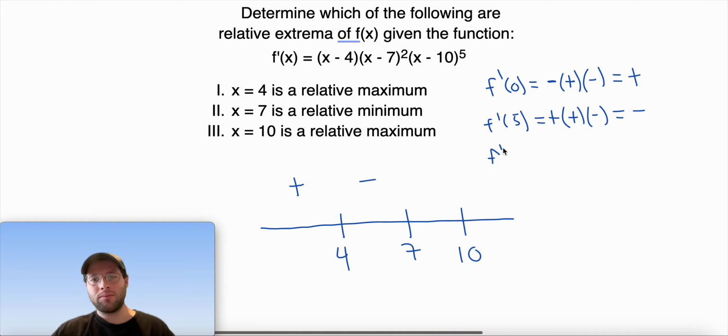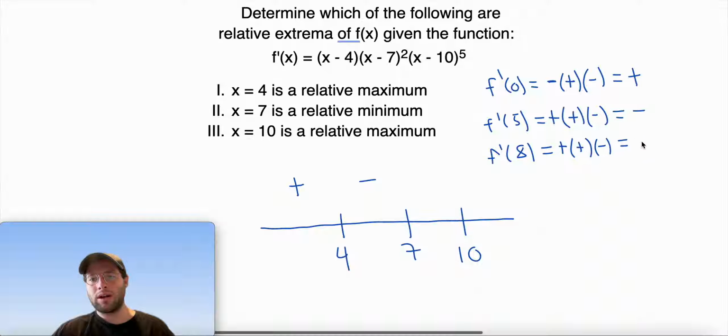So f prime of 8 equals, well, 8 minus 4, that's going to be positive. And again, this middle term will be positive because it's squared. And then 8 minus 10 is negative, raised to the 5th power, and that will be negative because the power is odd.